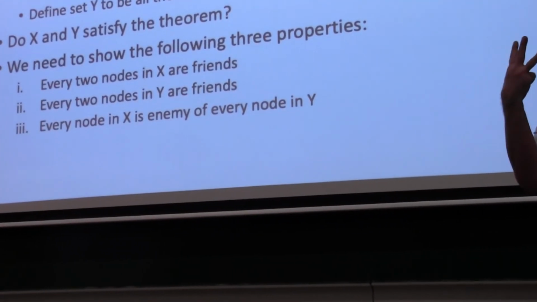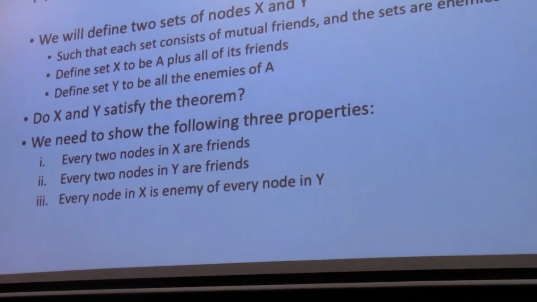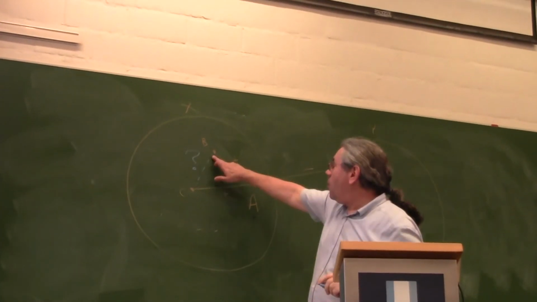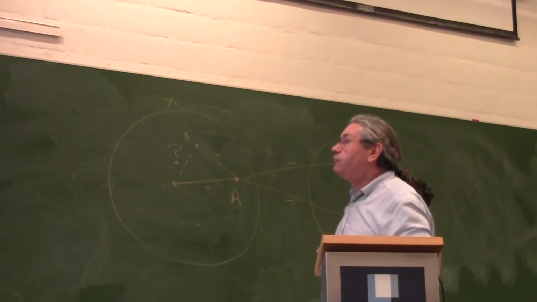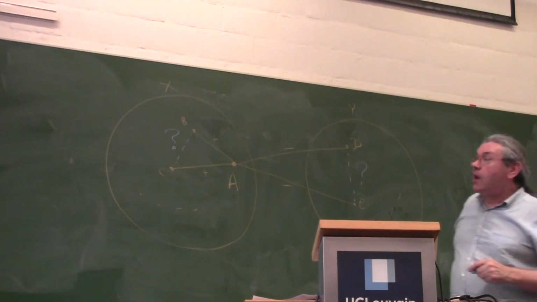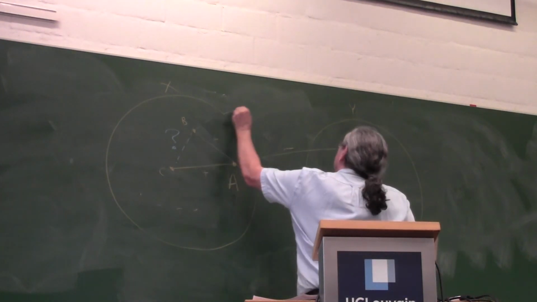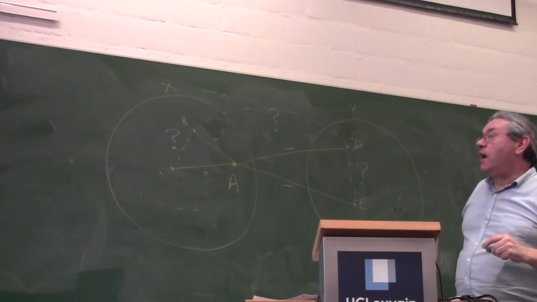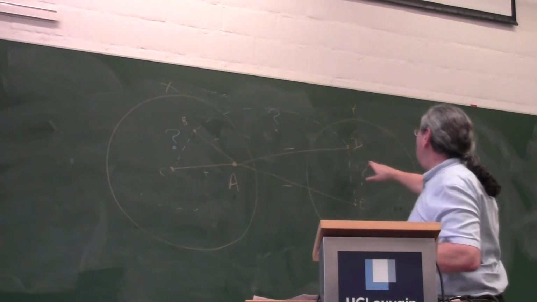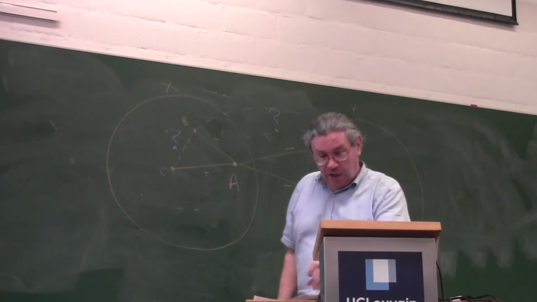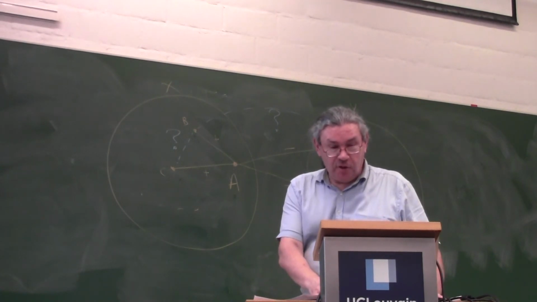So we have to show three properties now. We have to show that all the nodes in X are friends. We have to show that all the nodes in Y are friends. And we have to show that nodes between X and Y are enemies: every node in X is an enemy of every node in Y. We have to show those three things, and no more, no less.